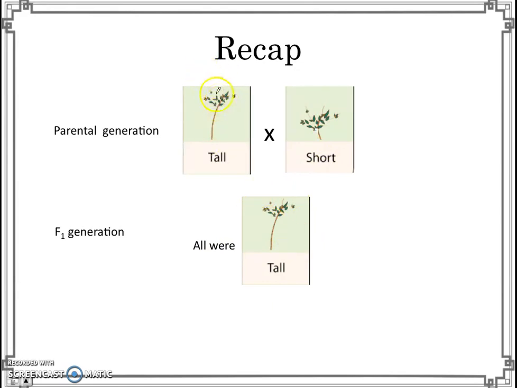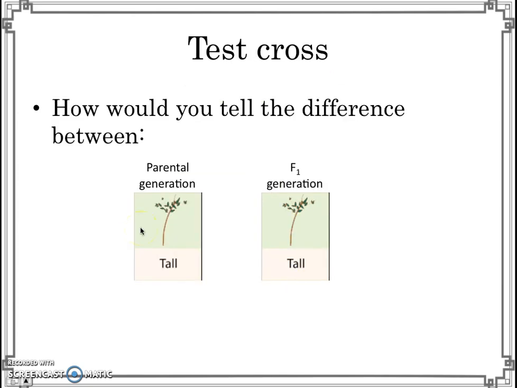He explained it by saying that the genotype of the pure breeding tall pea plant was homozygous dominant, so capital T, and then the short pea plant was homozygous recessive, small t, and therefore all the offspring were heterozygous, capital T, small t. And because tallness is dominant over shortness, all the F1 generation offspring were tall. Now that throws up a very interesting question.